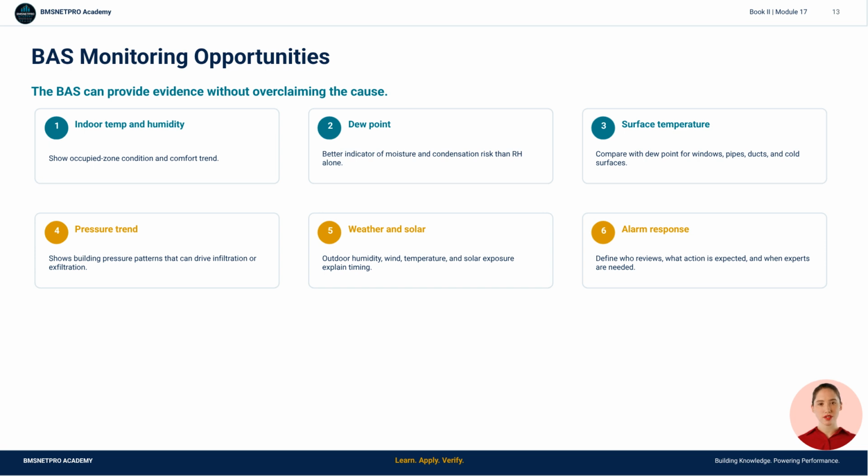BAS trends are powerful, but they are not magic. Useful points include indoor temperature and humidity, dew point, surface temperature, building pressure, outdoor temperature and humidity, wind, solar conditions, and alarm response. The BAS manager helps by organizing evidence, showing timing, comparing zones, and identifying whether conditions line up with weather, occupancy, pressure, or equipment operation.